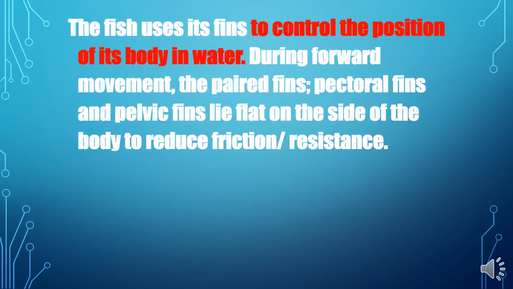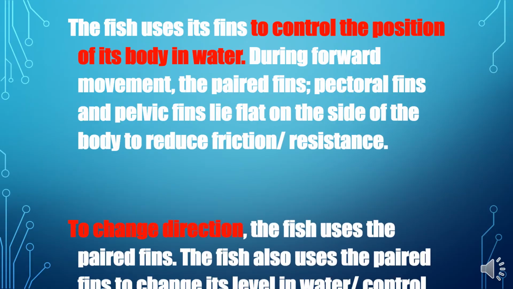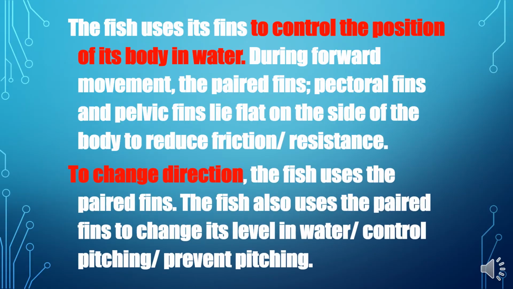The fish uses its fins to control the position of its body in water. During forward movement, the paired fins, pectoral fins and pelvic fins, lie flat on the side of the body to reduce friction or resistance. To change direction, the fish uses the paired fins. The fish also uses the paired fins to change its level in water or control pitching.